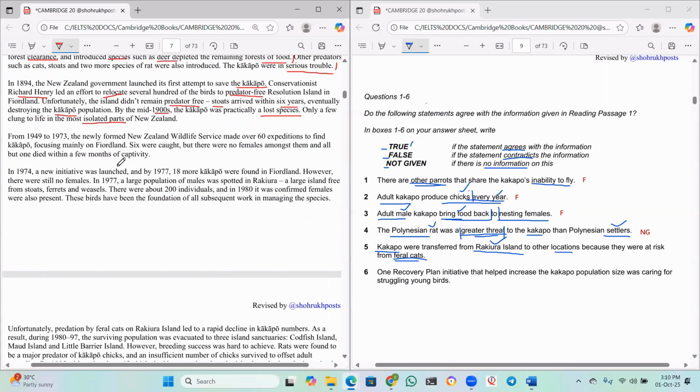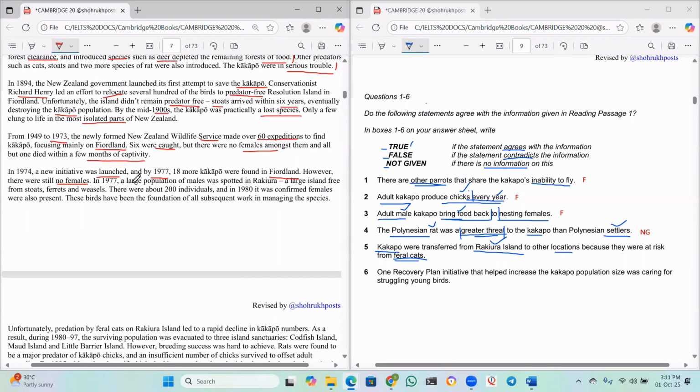Okay. Next, from 1949 to 73, the newly formed New Zealand Wildlife Service made over 60 expeditions to find kakapo, focusing mainly on Fiordland. Six were caught, but there were no females amongst them, and all but one died within a few months of captivity. Okay. Next, 1974, a new initiative was launched, and by 1977, 18 more kakapo were found in Fiordland. However, there were still no females.